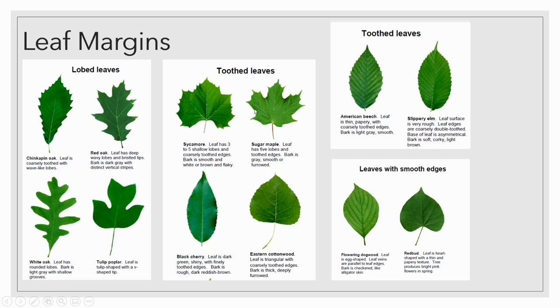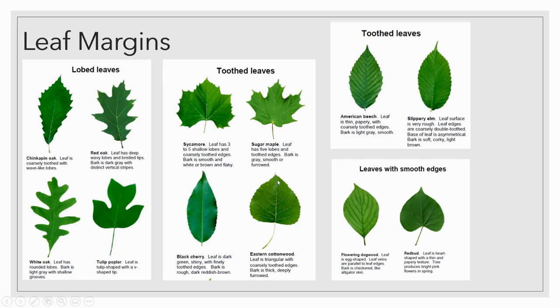However, they both have teeth, right? So here are some more common toothed leaves that you might see out there. A black cherry, which has dark green, shiny, and finely toothed edges. These tend to turn black or almost red in the fall. And this is an eastern cottonwood. It has a different leaf shape here, but the margin around it has those teeth, as you can see right there. It's triangular with coarsely toothed edges.